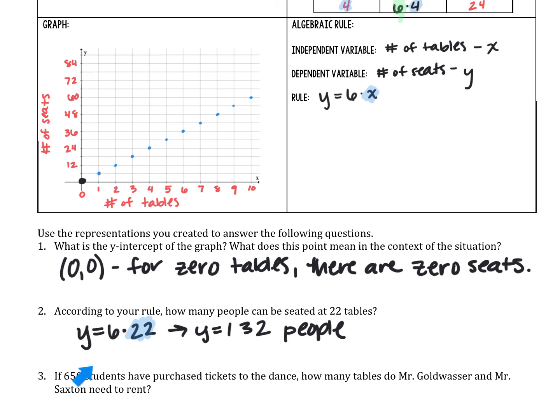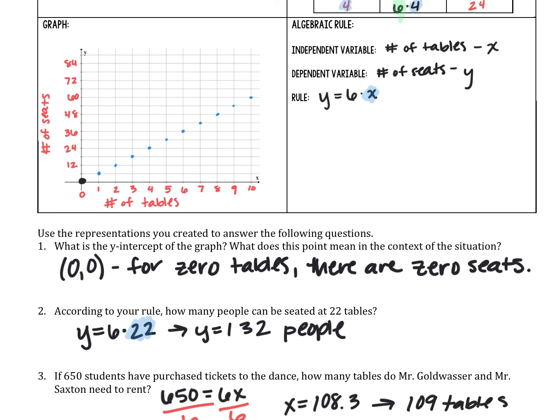If 650 students have tickets, how many tables do we need? So I'm looking for 650 people, or number of seats, my y. I don't see that on my graph, and I don't see that in my table. So it looks like we're going to have to use our rule. Again, because 650 represents y, we're going to substitute that in the y spot. After solving, we end up with 108.3. Well, I can't have 0.3 of a table, so we would really need 109 tables.